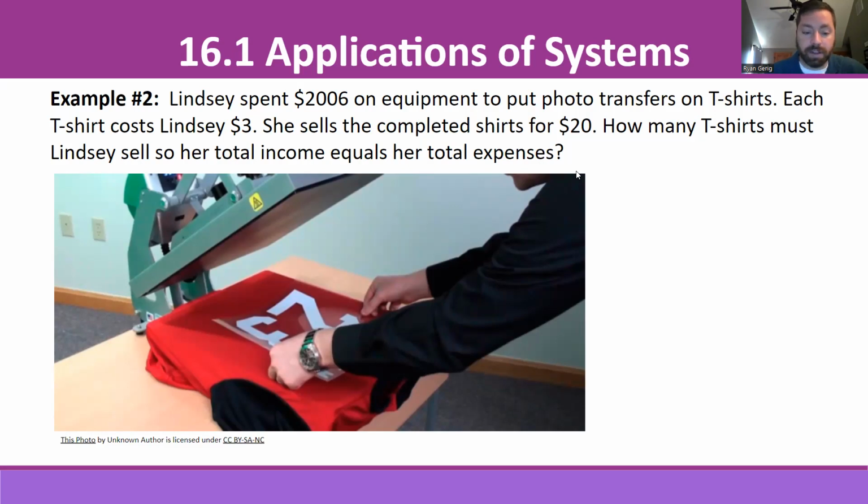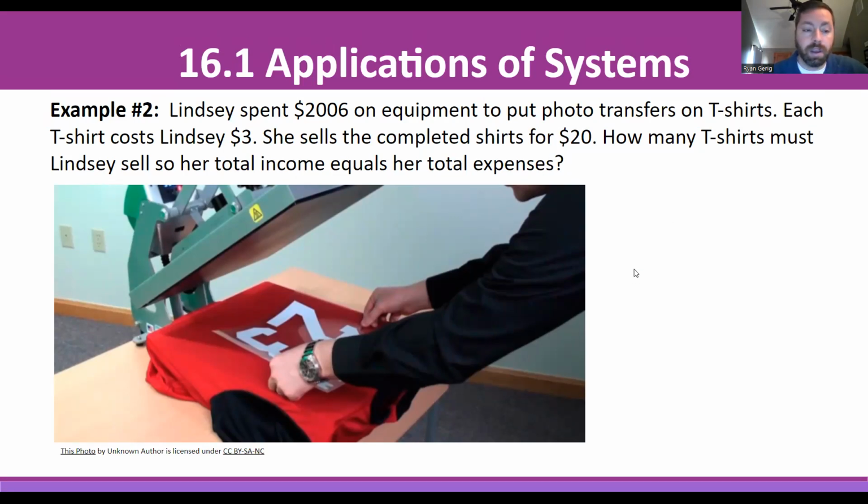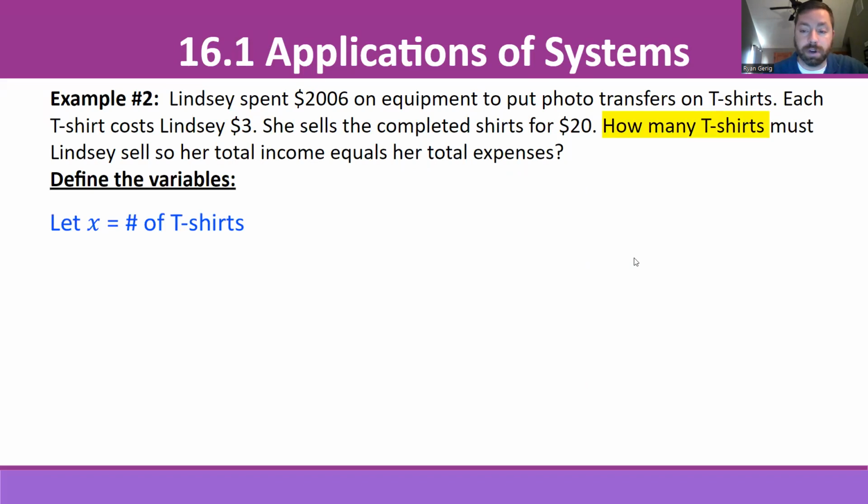So let's identify the 2 variables. First one is the number of shirts. Usually that one students have not too hard of a time identifying. The second one's a little harder. It's going to be a total. Now, we don't have to worry about whether it's the total income or the total expenses because we want to know when those are equal. So we're just going to say y equals the total in general.